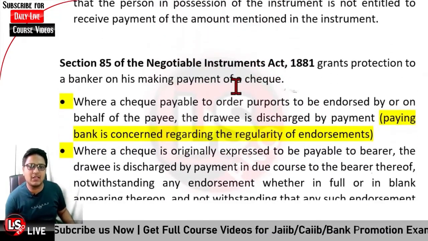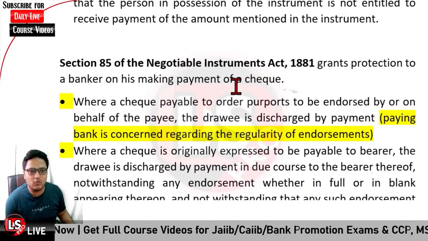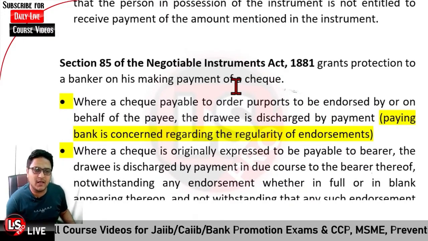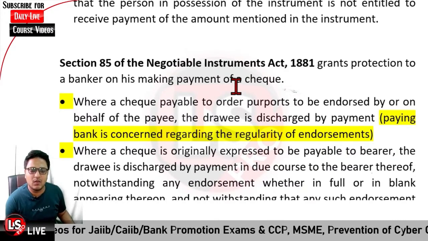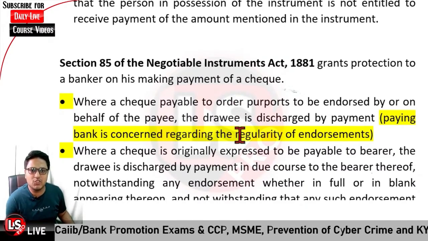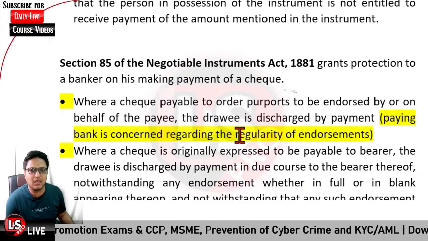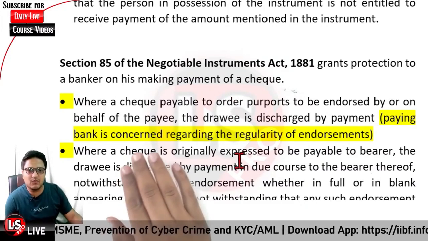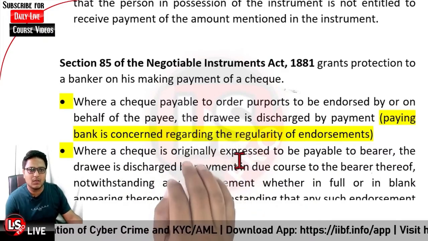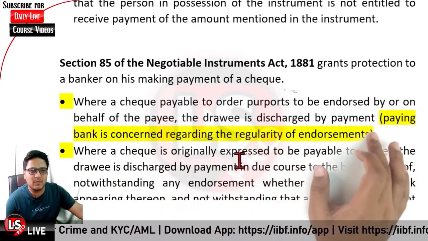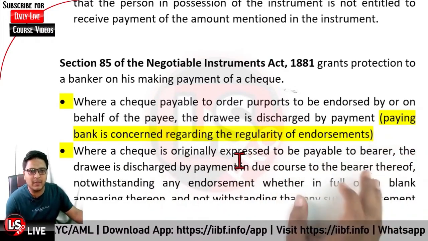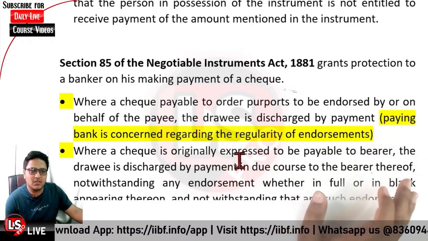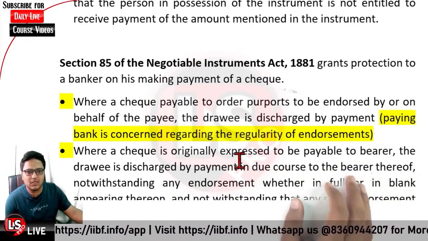Then it is regarding section 85 of the Negotiable Instruments Act, that grants protection to a banker on making payment of a check. So it says, where a check payable to order purports to be endorsed by or on behalf of the payee, the drawee is discharged by payment.